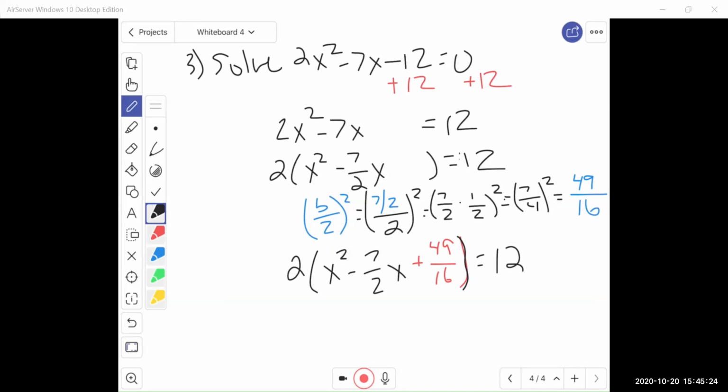Now I added 49 over 16 on the inside, but if I'm adding it on the inside of the parentheses, that number is also being multiplied by 2. Well, if it's being multiplied by 2, that means I'm actually adding double that amount. And if I reduce 16 divided by 2, I actually get 8. So to the right-hand side, I can't just add 49 over 16. I actually need to add 49 over 8. Again, why am I doing that? 49 over 16 has to be multiplied by 2. So 16 divided by 2 means my denominator will be split in half. I have twice as much.